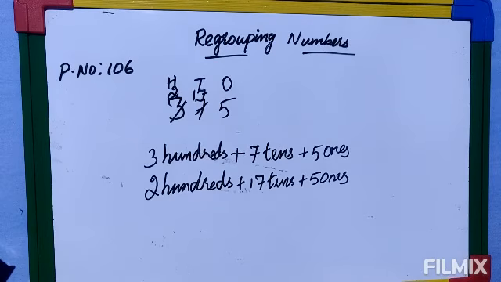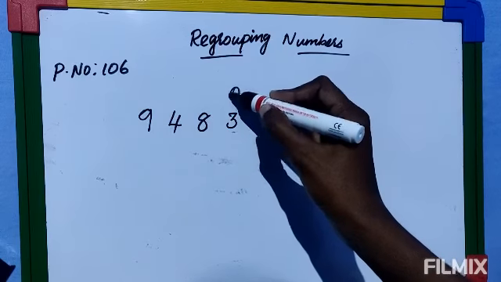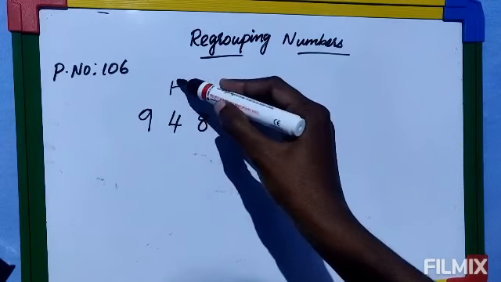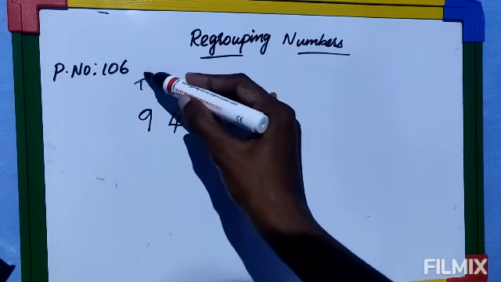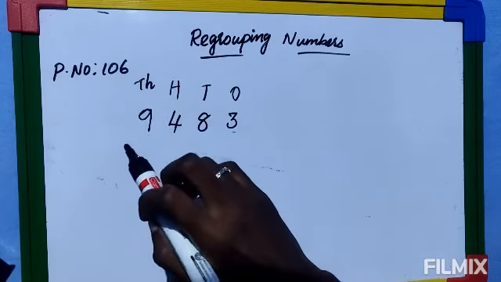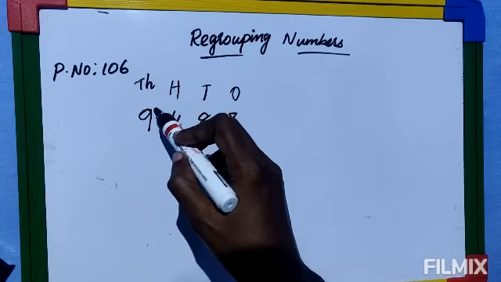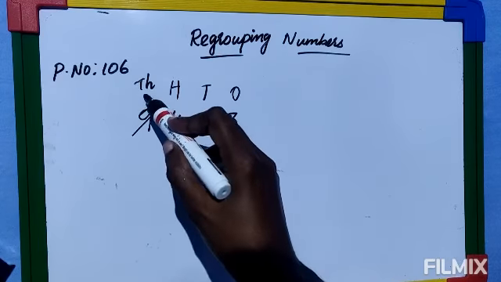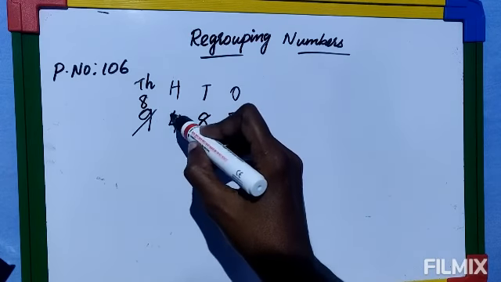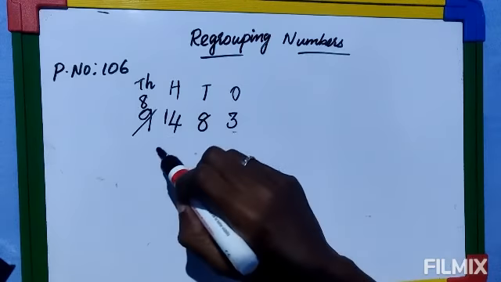Let me give one more example. Here the number is 9483. 3 is in the ones place, 8 is in the tens place, 4 is in the hundreds place and 9 is in the thousands place. Now from the thousands we take 1 and group it with hundreds. From 9 you give 1, so 8 will remain, and that 1 comes here, so this will become 14.